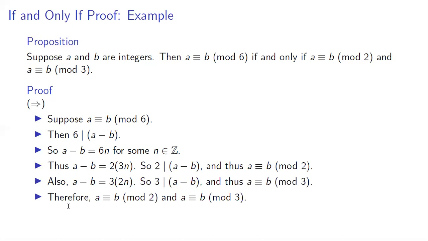Okay, now this was all for the forward direction, right? We showed that if A is congruent to B mod 6, then A is congruent to B mod 2 and A is congruent to B mod 3. So we showed that if P, then Q. But now we have to show the backwards direction, right? We have to show that if Q, then P. So let's do the next part of the proof.